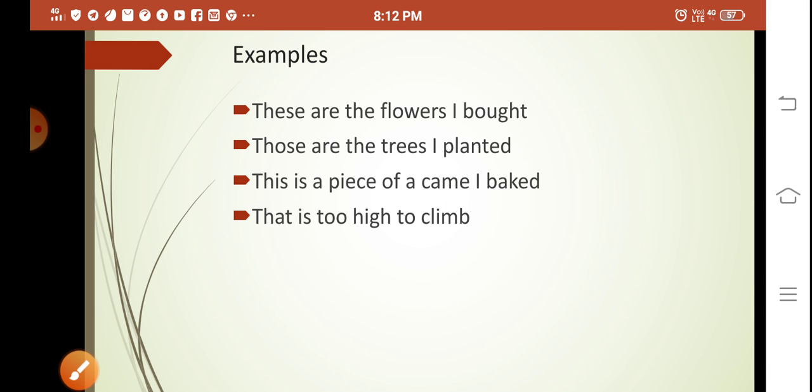Next, that is too high to climb. That peak is too high to climb. If you are showing something that is far away from you, then you have to use that. Next, we'll see more.